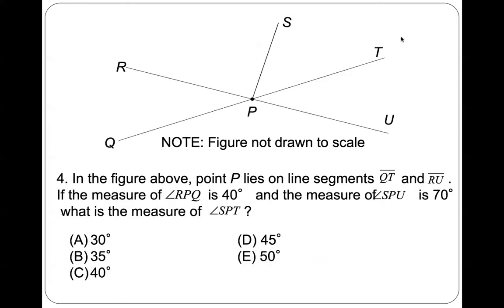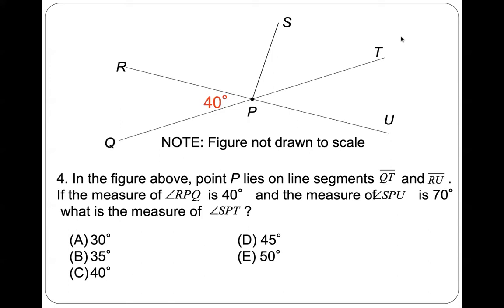So for instance, here's a diagram where it says, note figure not drawn to scale. In the figure above, point P lies on line segments QT and RU. If the measure of angle RPQ is 40 degrees and the measure of angle SPU is 70 degrees, what is the measure of angle SPT? Again, pause the video if you want to try to figure this out on your own.